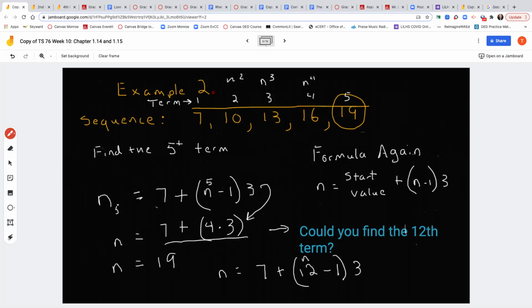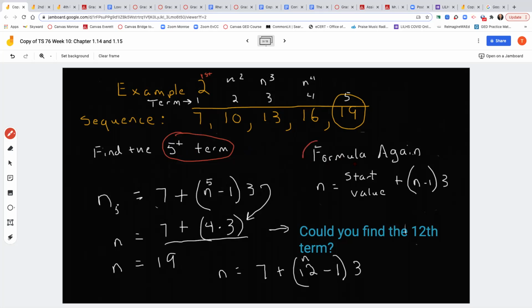This is my first term, the 7. My second term, or term 2, my n2, is 10, my n3, term 3, is 13, my n4 is 16, etc. So if they ask you to find the fifth term in this sequence, and again, I'll remind you, they might ask you to find the 12th term, and that'd be way out here somewhere. We could go, okay, here's our formula.